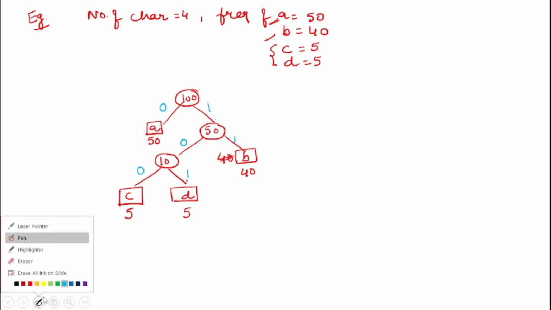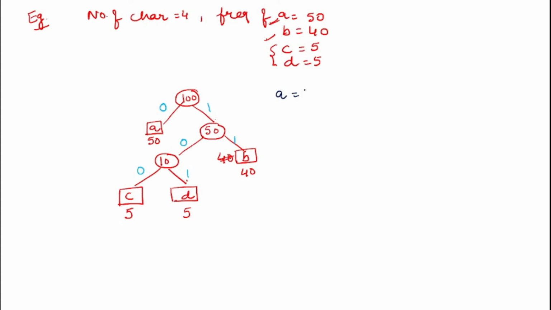Okay, and now what I have to do? I have to calculate the length. So let me calculate the length here. A is equal to 0. B is equal to 1 1. C is equal to 1 0 0. And D is equal to 1 0 1.